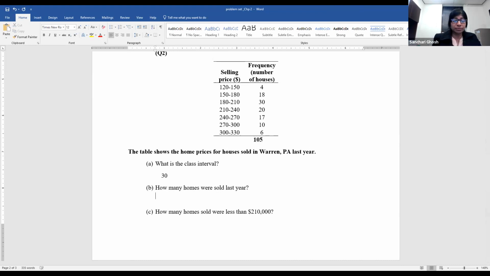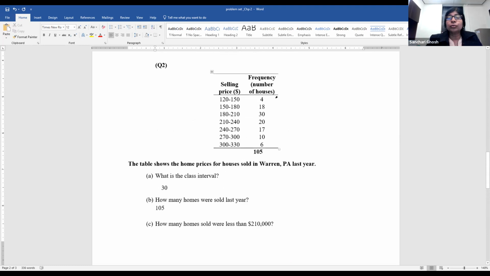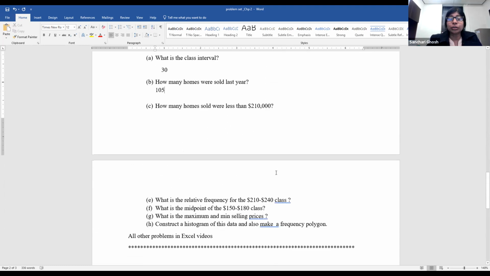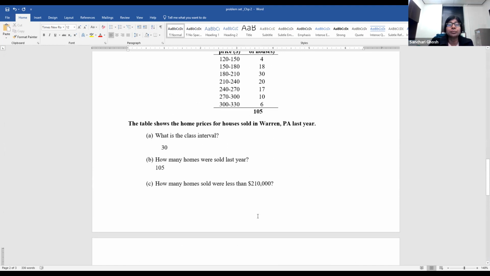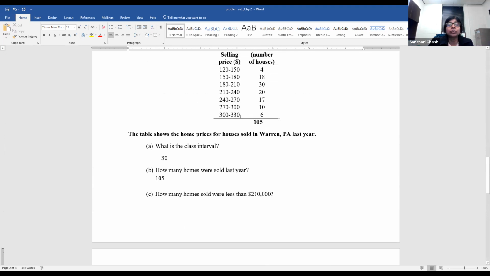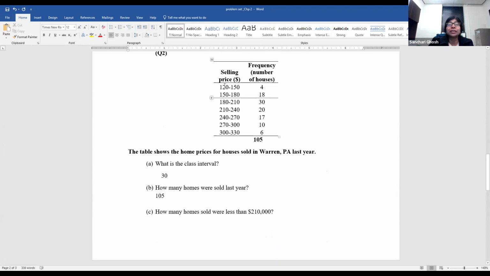How many homes were sold last year? I found that in Excel. Show you in a bit. 105. How many homes were sold which were less than 210? We can see lots of homes, but for that, we need to plot a cumulative frequency distribution table. So let's make this a full frequency distribution table. We can answer this question, I think. What are the maximum and minimum selling prices? The maximum is 330, minimum is 120. And what about the other graphs? Let's take this problem to an Excel example.